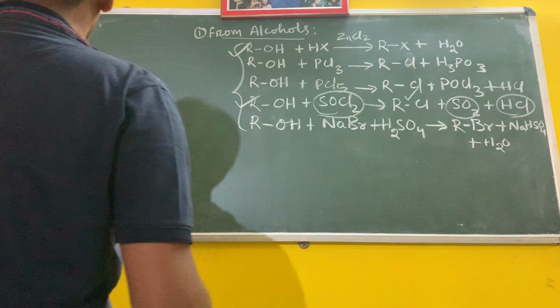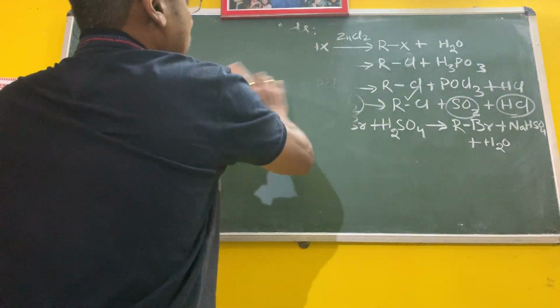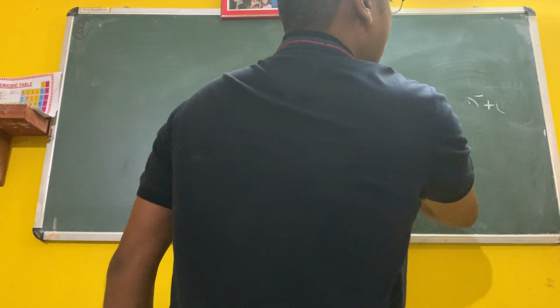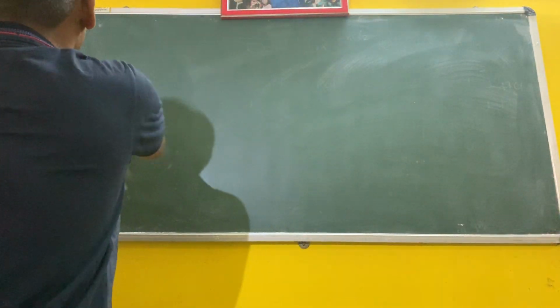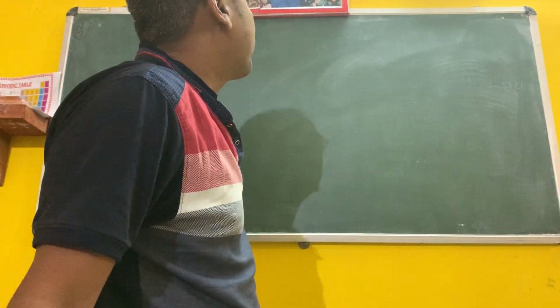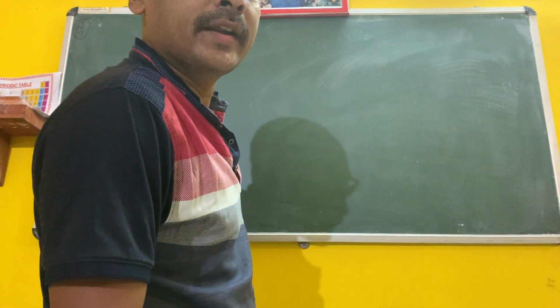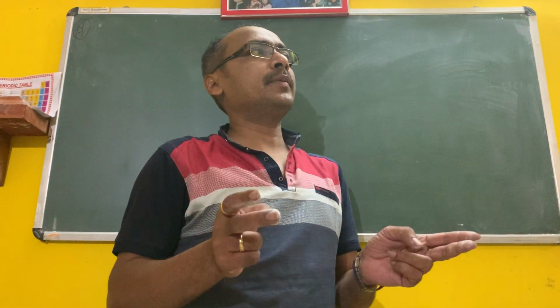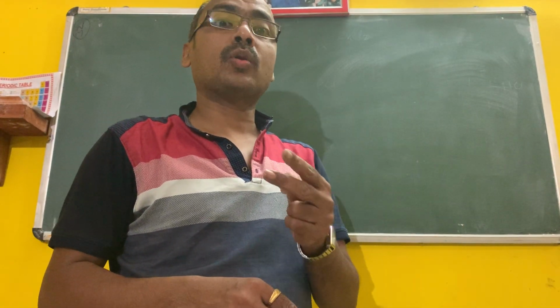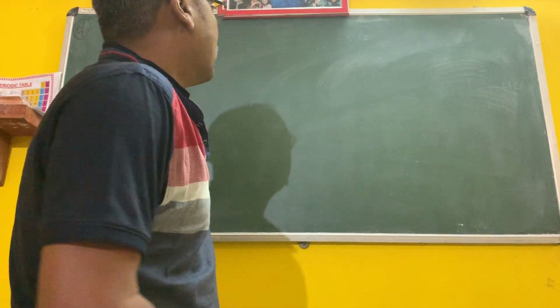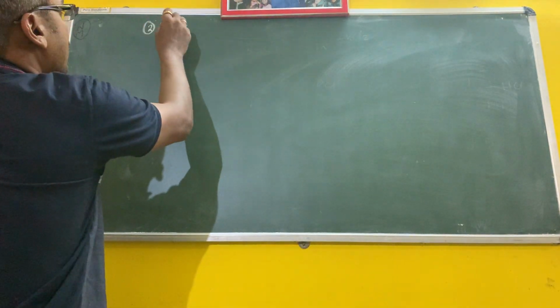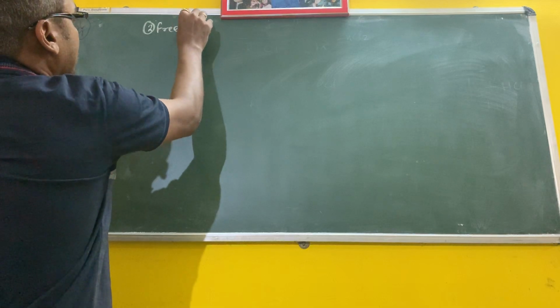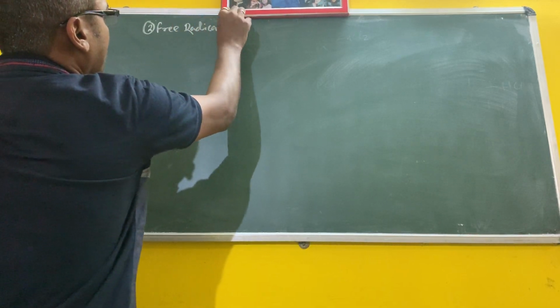Then second is free radical halogenation. In the second method, free radical halogenation, you know what we mean by free radical? When a covalent bond undergoes homolytic cleavage. Homolytic cleavage takes place if the 2 elements are similar in electronegativity. In class 11 you have read this. So the second one is free radical halogenation.